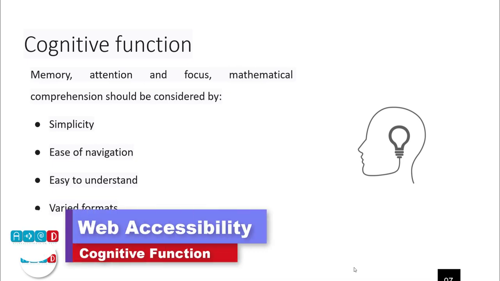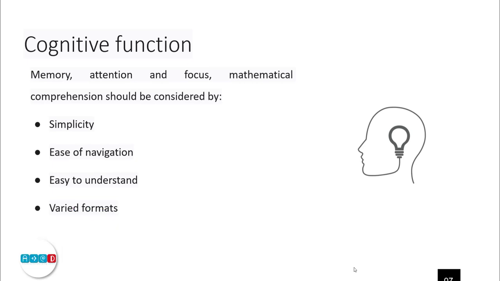Hello, and welcome to the continuation of our web accessibility course, focusing on cognitive function as a factor to consider when making the web accessible. We are talking about memory, attention, focus, and some form of mathematical comprehension, which should be considered when building or designing web accessible content.